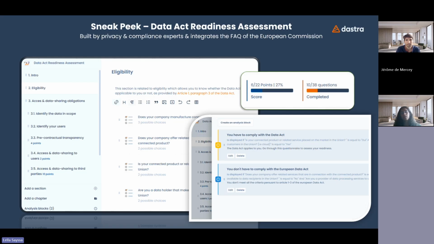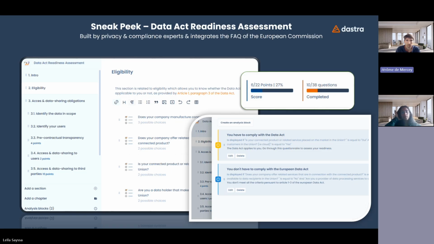It gives you the assessment of whether you're ready or not, and most importantly, whether you have to comply with the Data Act or not at first. So you'll have a score, you'll have a completion statistic. You can collaborate with several users on the assessment itself. So, a very easy to use assessment tool, accessible directly in Dastra.